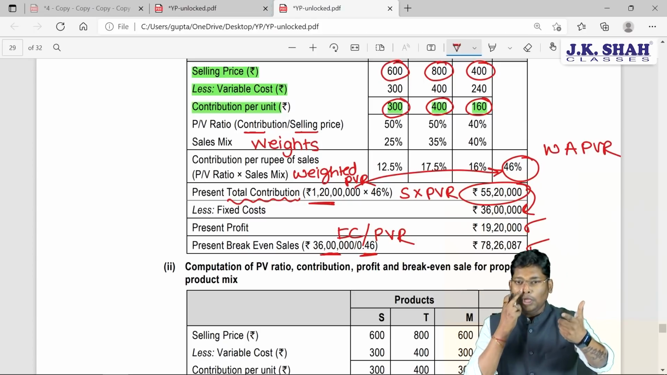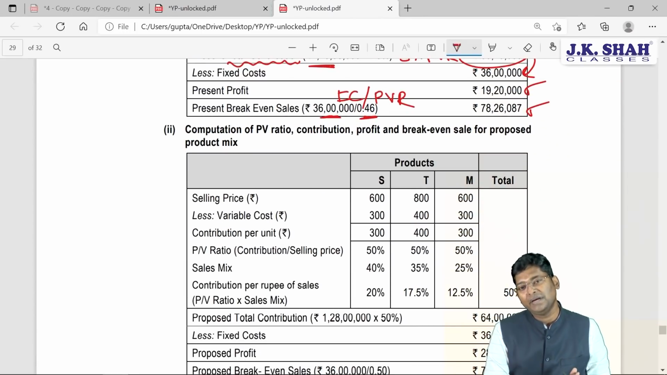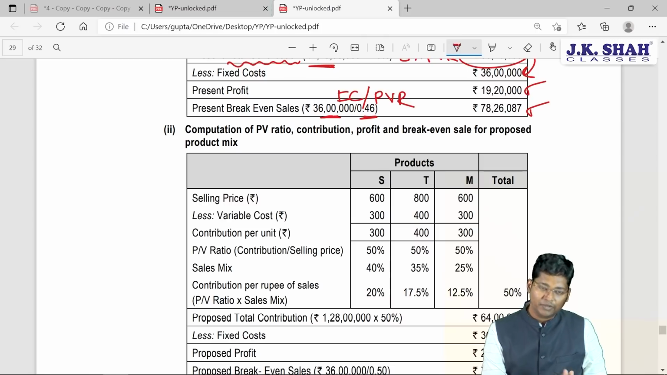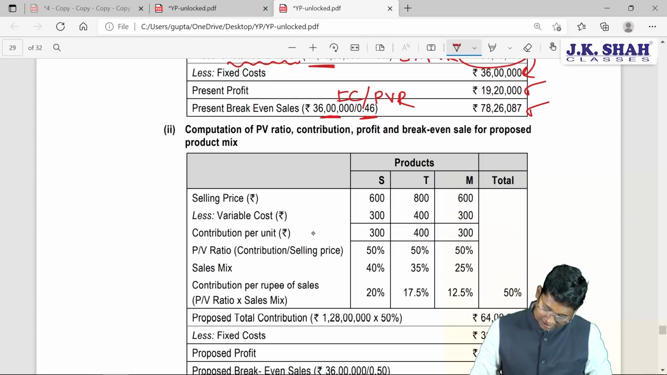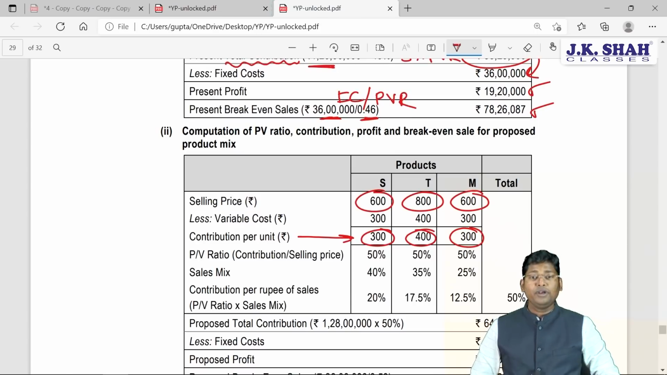Same thing you need to repeat for the estimated data, where the revised combination is to be taken, which is S, T and M, where selling price and variable cost are given. When you deduct them, you are going to get the contribution. You have contribution margin available with you. You just need to divide your contribution by selling price to get the PV ratio.